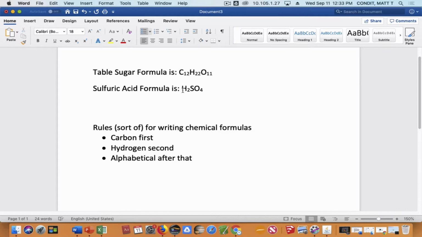Same thing down here. We'd want you to recognize that there is hydrogen, sulfur, and oxygen in here, and there's 2 hydrogen, 1 sulfur, and 4 oxygen, so the total number of atoms would be those added up.